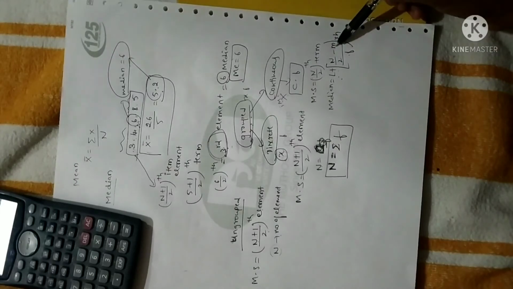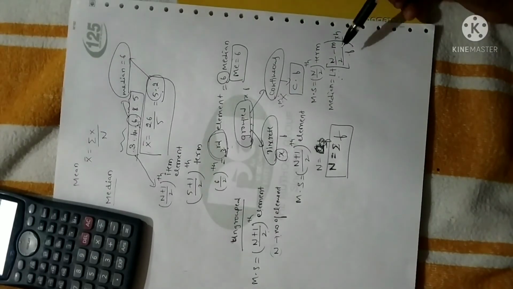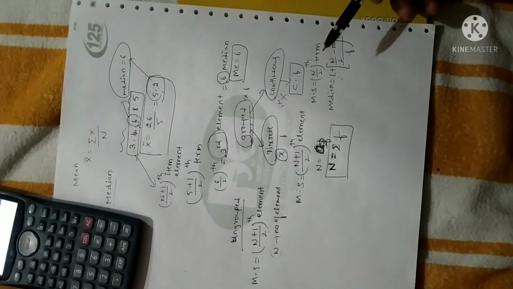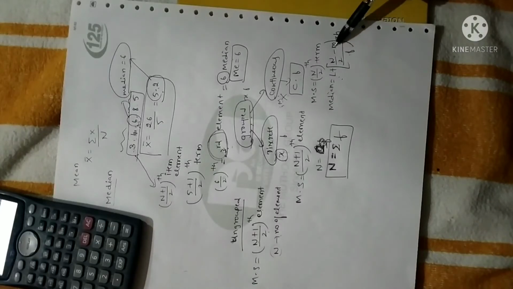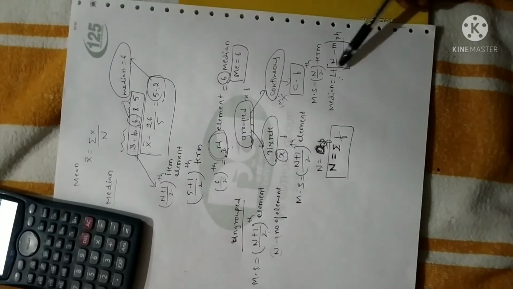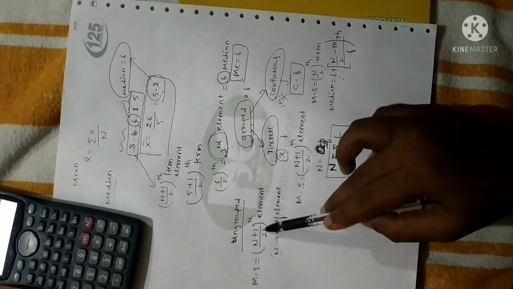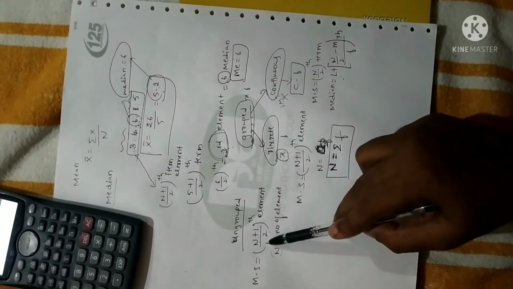Remember, m is the cumulative frequency of the class preceding the median class. While explaining the problem, I'll let you know all these terms. You just remember the formula. It is for ungrouped data: median size is n plus 1 by 2th element.